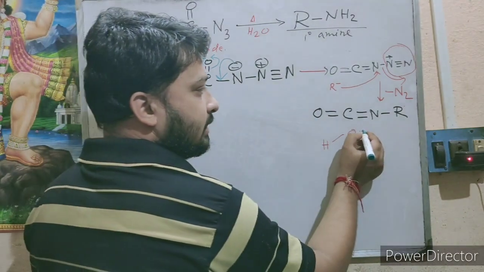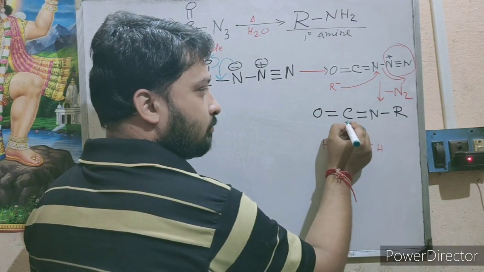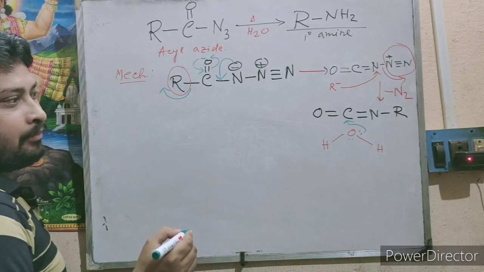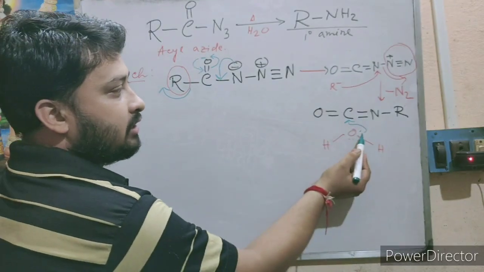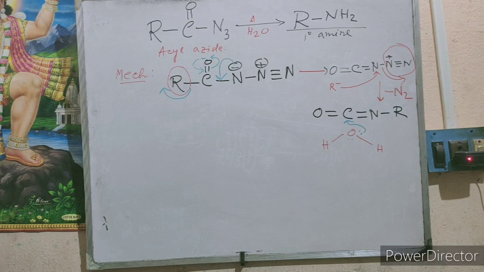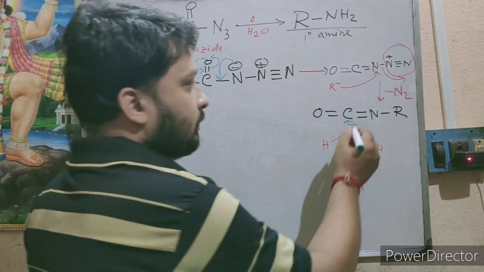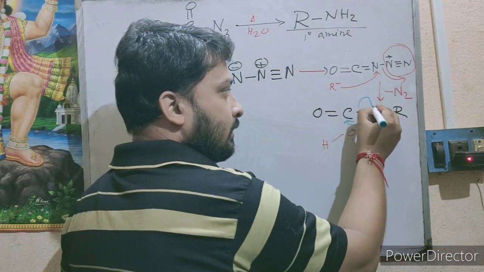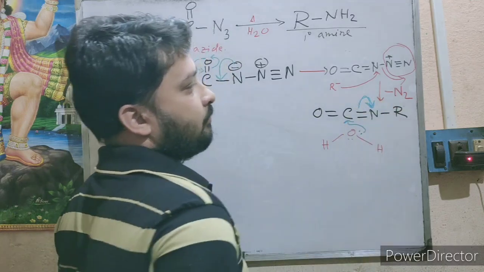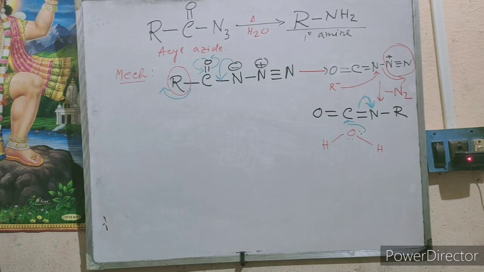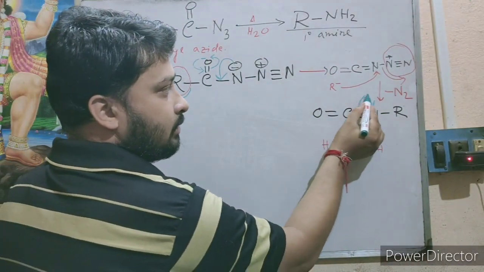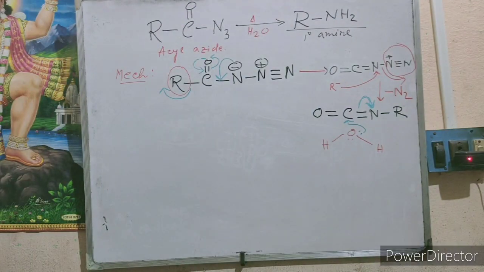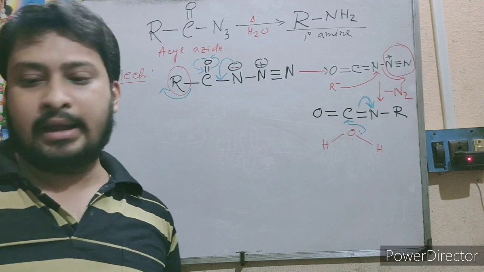Then these water molecules give their lone pair to the carbon. The oxygen of the water molecule gives its lone pair to the carbon. Now the pi bond is pulled by nitrogen. When oxygen gives its lone pair, the pi bond is snatched by N.